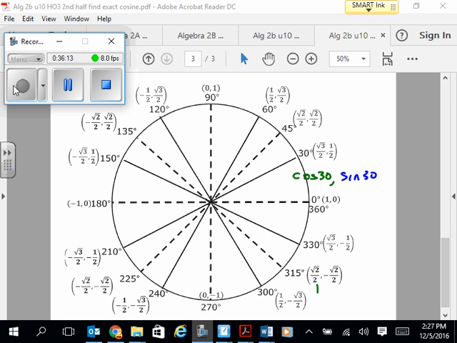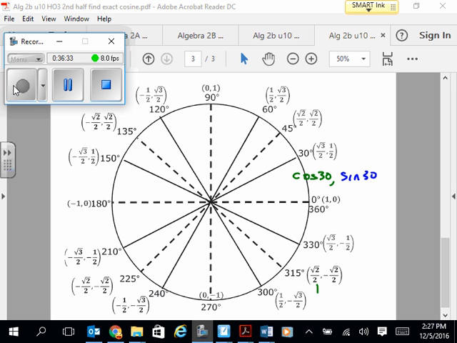Cosine of negative 30. Just to let you know, if you get a negative degree, you have to find the number going the opposite direction. So really what they're asking is, what's the cosine of 330? What's the first fraction of 330? If you know the language, no big deal. If you don't know the language, I'm like, huh? All right, here it goes.